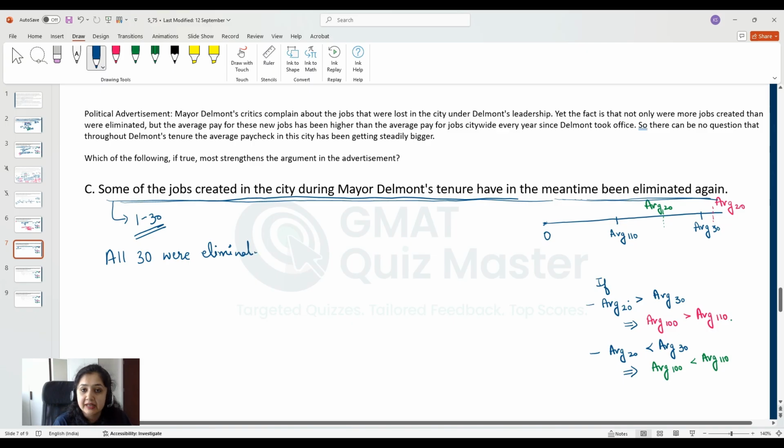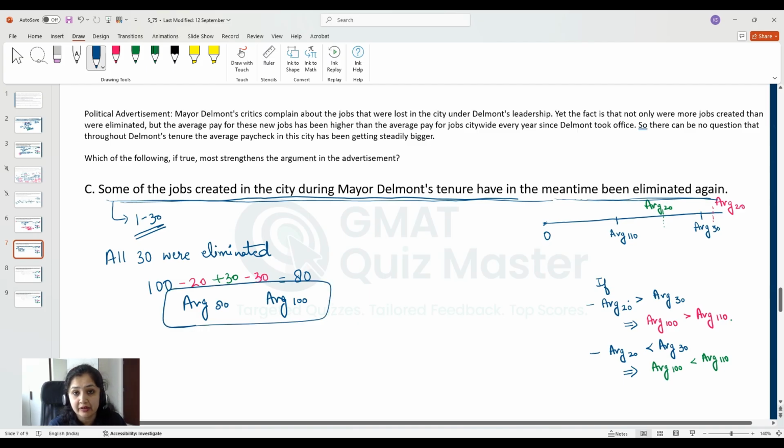What does it mean? It means that now we only have the 80 jobs that were existing, right? Because 100 were existing, 20 were lost, 30 were added, and now these 30 have also been eliminated. So we are left with 80 jobs. So the conclusion now compares the average of these 80 jobs with the average of the 100 jobs that existed earlier. Now, can we clearly say that the average of 80 will be greater than 100 or less than 100? Do we have sufficient information to arrive at that relationship? No. So we cannot be clear what the impact will be if all the new jobs have been eliminated. All that we know is that the average pay for the new jobs that were created was higher. Now how this average for 80 compares with the average of 100 is not known to us, so we do not know the impact of this scenario.